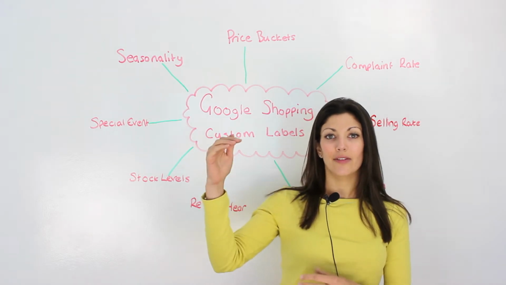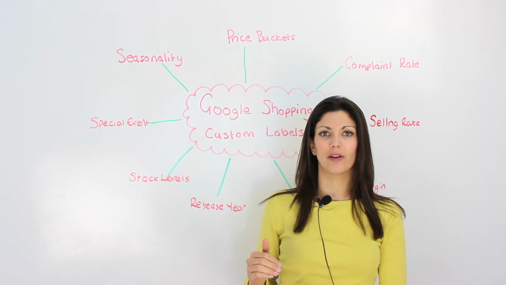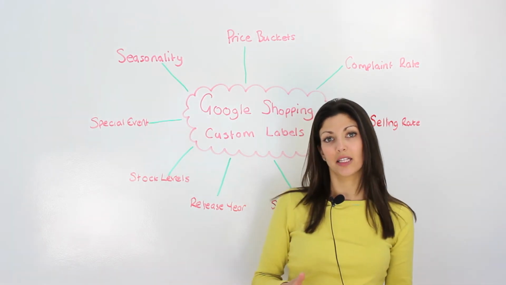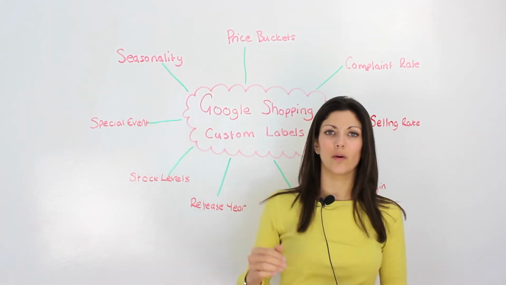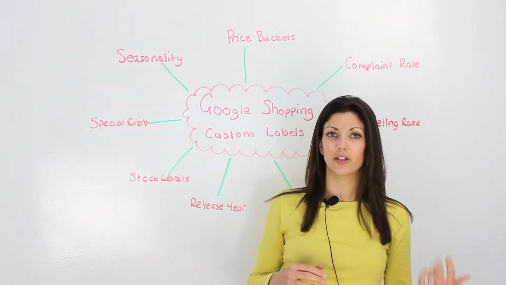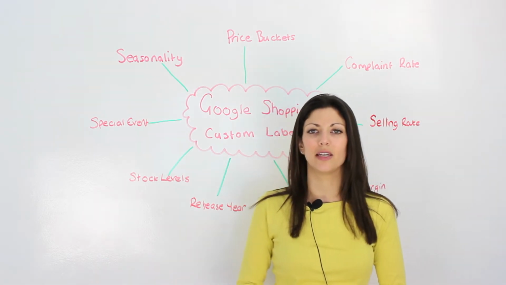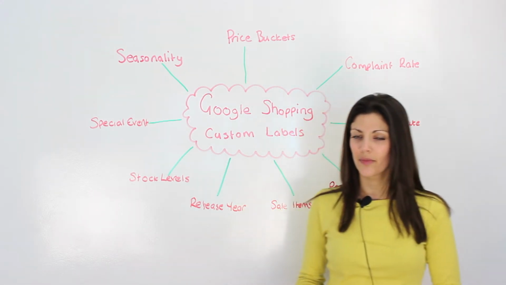So you can have a custom label and you can label each of the products that are really key for those specific events, create separate campaigns for those, and bid higher when you know that those events are taking place, because you know from looking at your historic data that these products sell really well around those times of year.